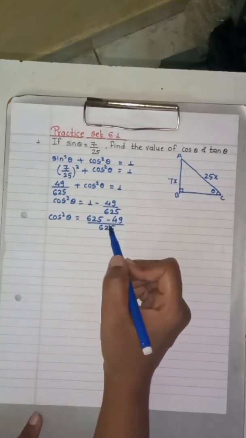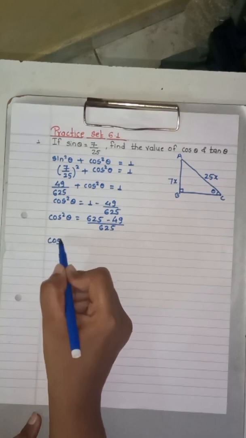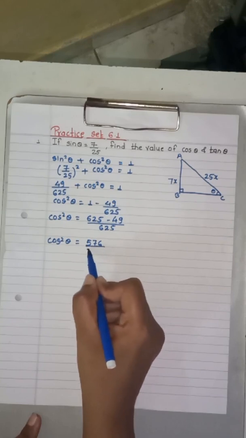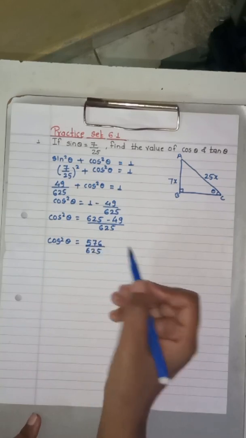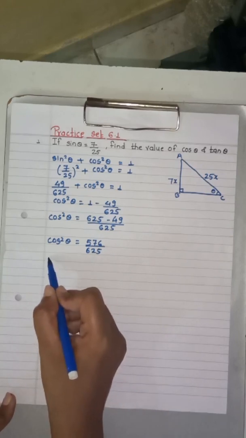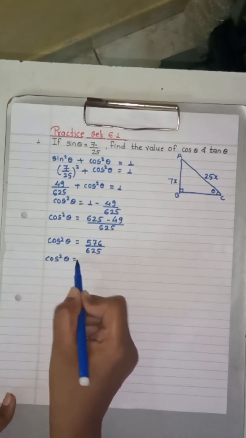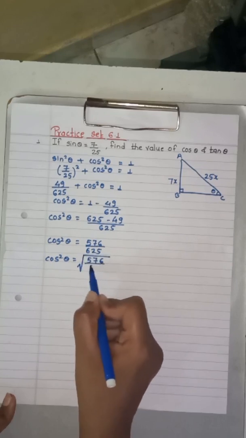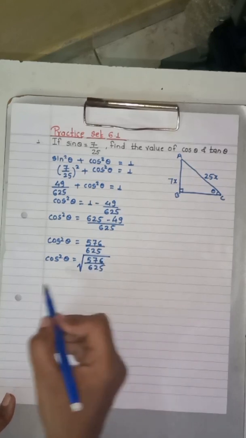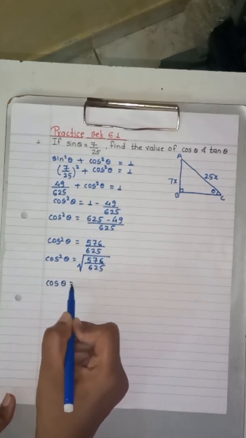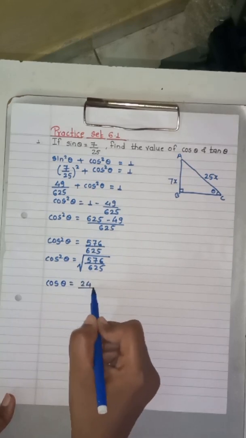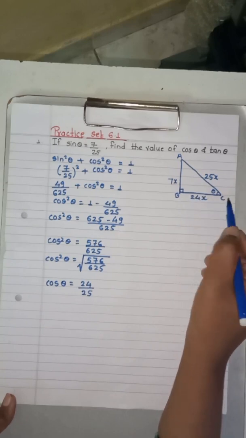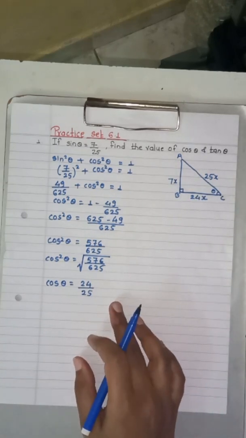Now cos square theta will be 576/625. Now cos theta will be equal to under root of 576/625. Therefore cos theta will be equal to 24/25. Therefore the adjacent side will be 24x. So you got the value of cos theta.